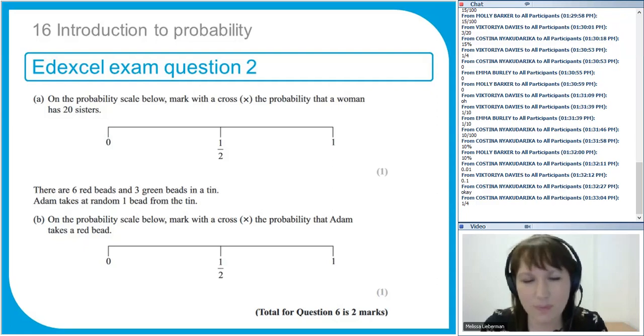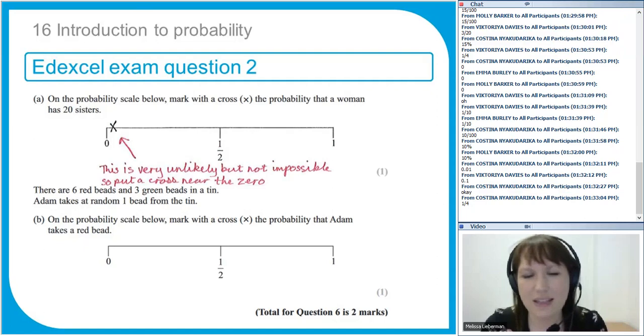It's not impossible. It's definitely not 1 in 4. That's actually quite likely. It would be very unusual. If you met someone and they said, I've got 20 sisters, that would be very unusual. So it's very unlikely. So I would put the cross close to the 0. Not on the 0 because it's not impossible, but close to 0. It's not a very likely thing. So this is really just to test your feel for how probable things are. So it's very unlikely, but not impossible, so put it as close to the 0 as possible. That seem reasonable?